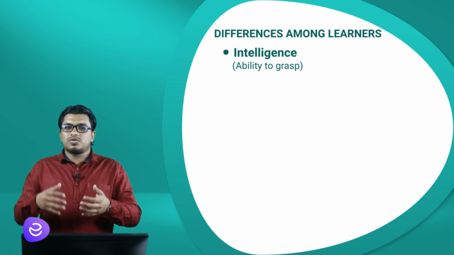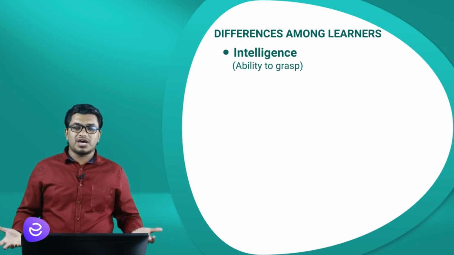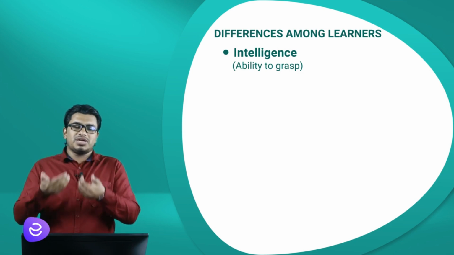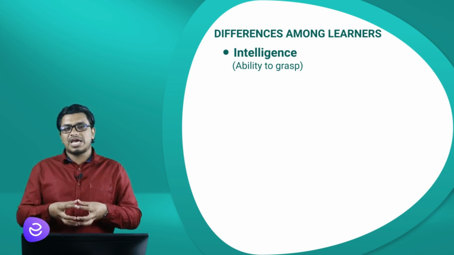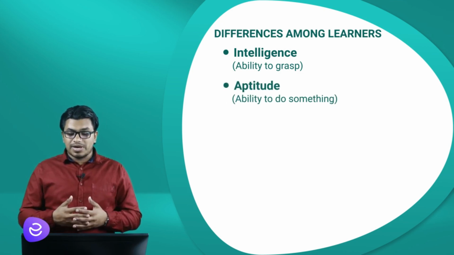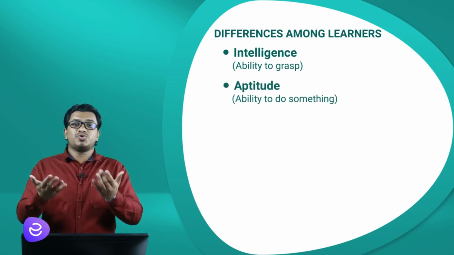It's not like students who are not intelligent are not part of the class, and the teacher mocks them sometimes. No, we have to understand that he is a person who does not have that much ability to grasp, and then teach him in that way. Then the second one is aptitude. Aptitude means ability to do something.